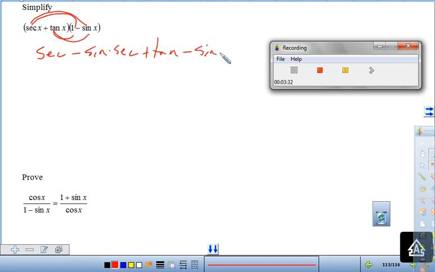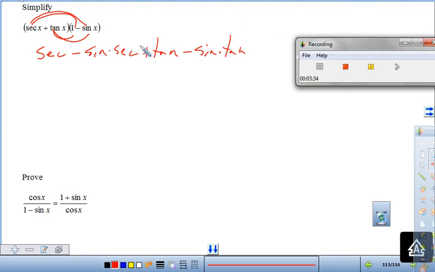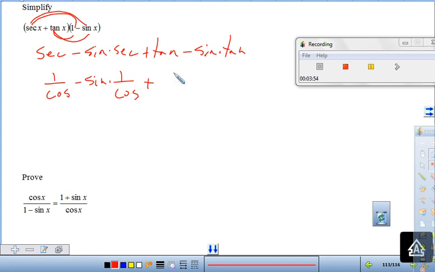minus sine times tangent. Another helpful hint when you're working with these is start to convert all of them, once you've done this operation, into sine and cosine. So I'm going to change secant to 1 over cosine minus the sine times the secant plus the tangent, which is sine over cosine, minus sine times the tangent, which is sine over cosine.